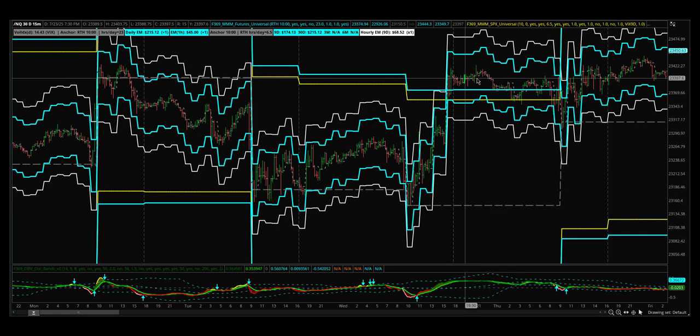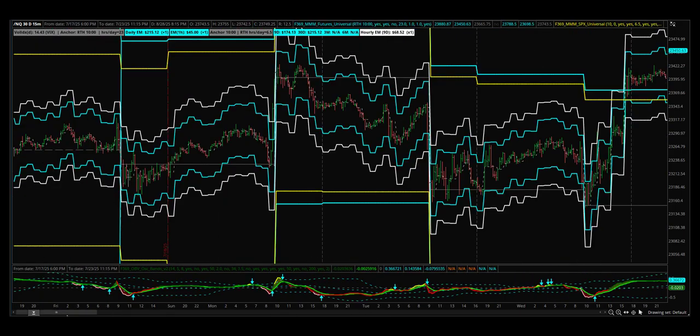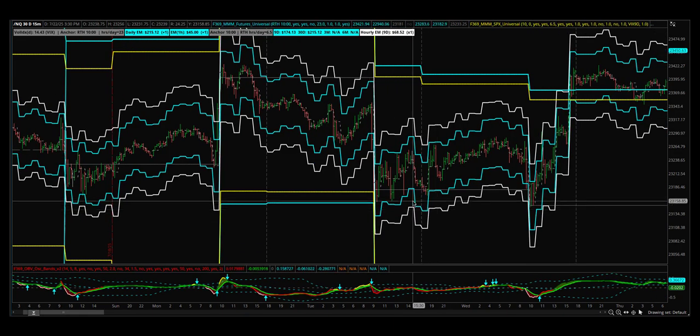When you have excessive moves, they come back in the bands. They want to close the flow inside these bands only. This is the key. Touch and move. You got it?